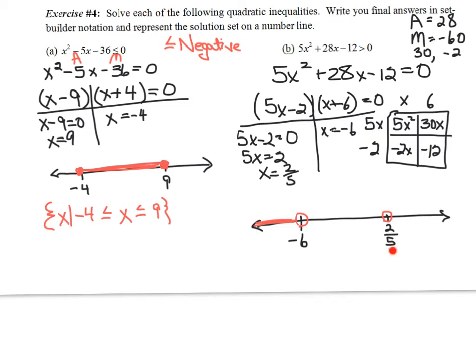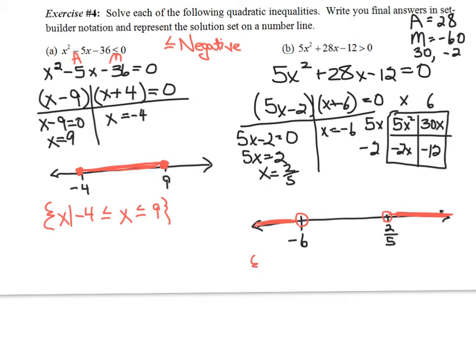Let's try a number bigger than 2/5. So down here, how about the number 1? 5 times 1 minus 2 is positive. 1 plus 6 is positive. So that gives me a positive product, so I'm going to shade that end as well.